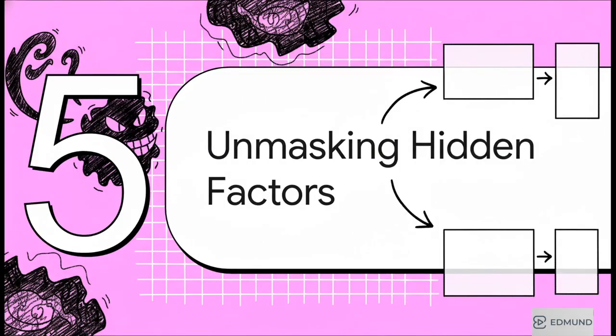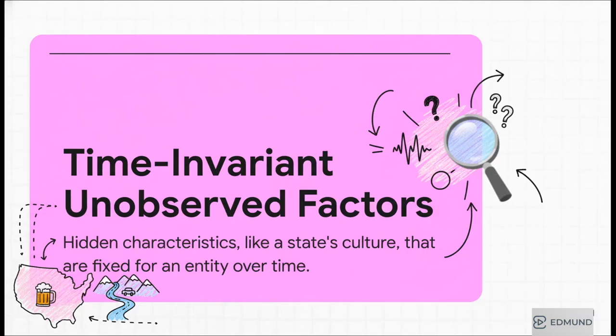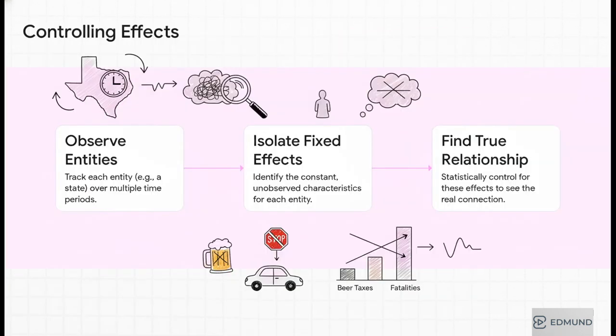So what's the secret sauce here? How does panel data actually work its magic? Well, it all comes back to tackling those sneaky troublemaker factors we talked about at the very beginning. Panel data has this amazing ability to handle factors that are constant or time invariant for each thing we're studying. So for our example, think about a state's unique drinking culture or its geography. These are things that are really hard to measure, they don't change much over a few years, but they definitely affect road safety.